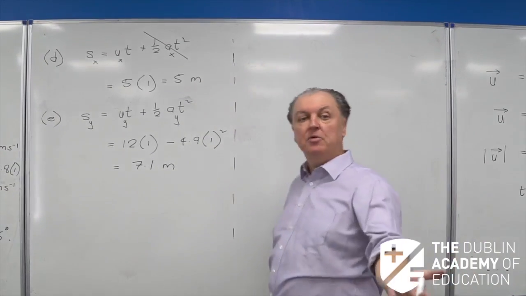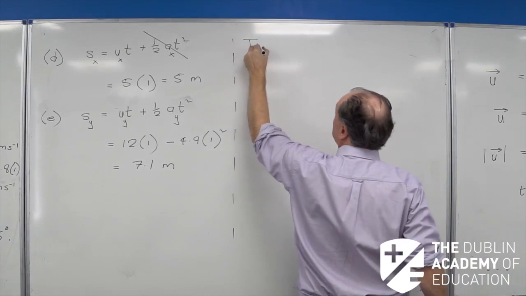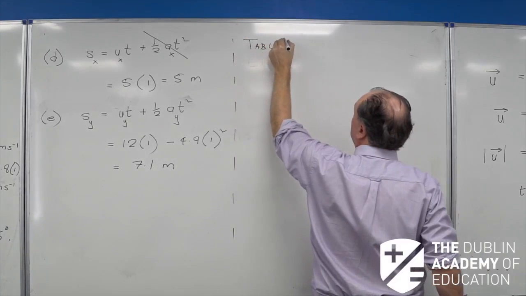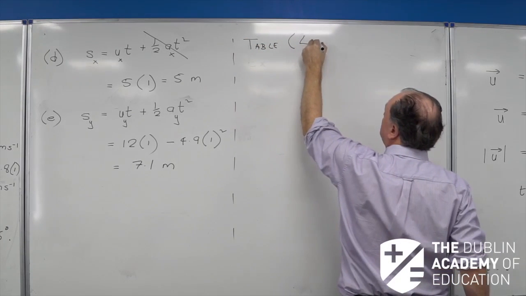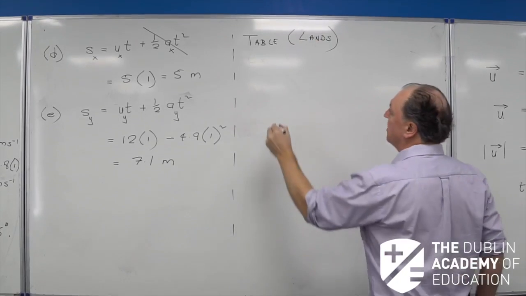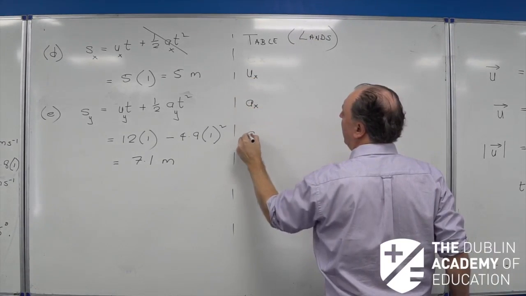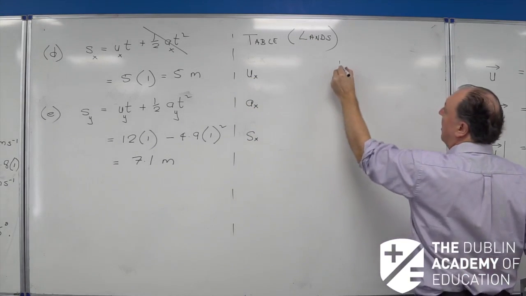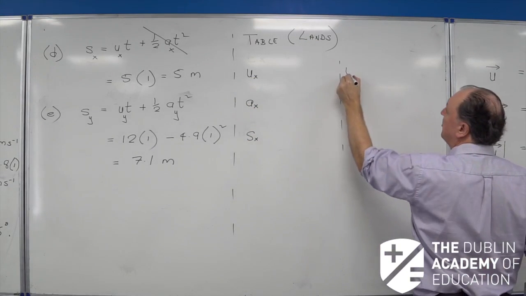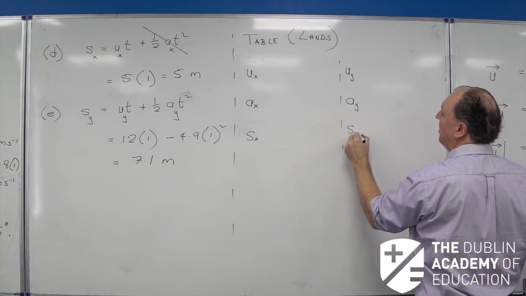So remember what we do when we do these kinds of problems? We put our table down. And this is the table for a landing. It lands. And you have the x side of the table, ux, ax, sx, and I have the y side of the table, uy, ay, and sy.